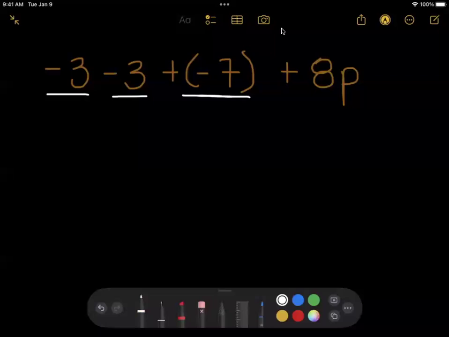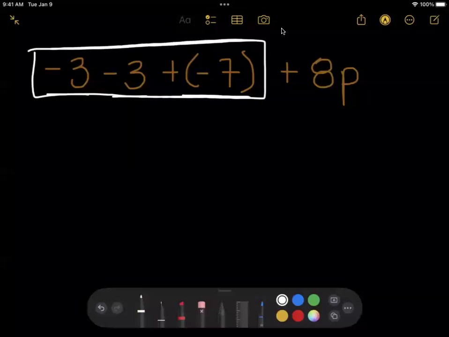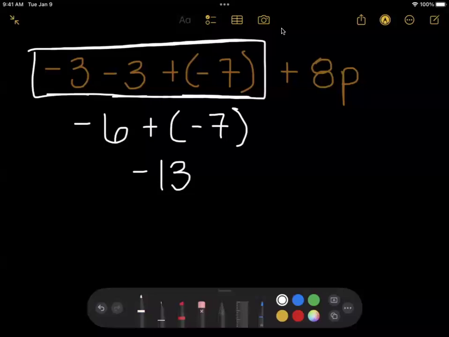So if we're going to combine these like terms to simplify the expression, that means we're going to go ahead and complete those operations. Let's start with -3 minus 3. When we do that operation, we end up with -6, and then I'll rewrite the plus -7 because we haven't done that yet. Now I'll complete this operation. If I have -6 plus -7, that equals -13. So those three terms combined together is the same as -13.